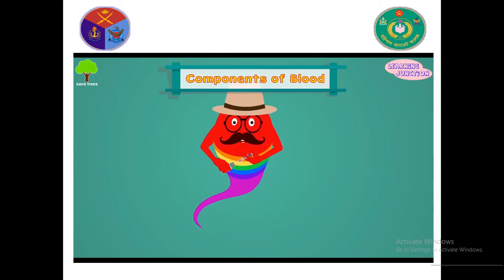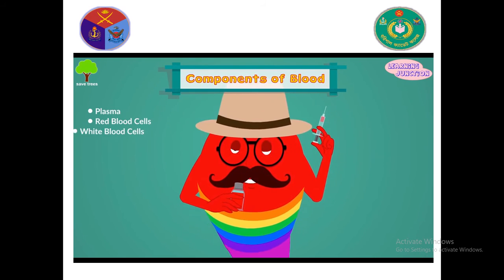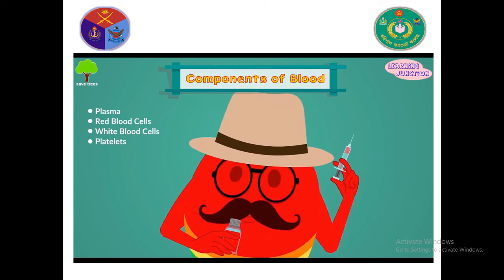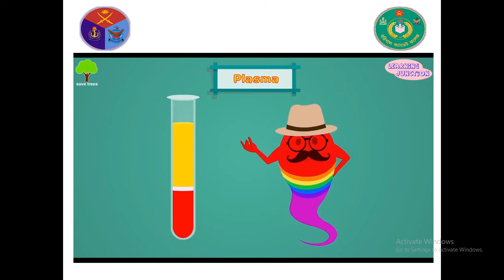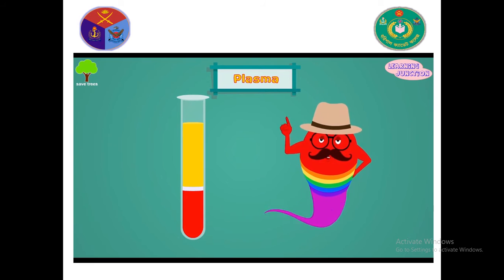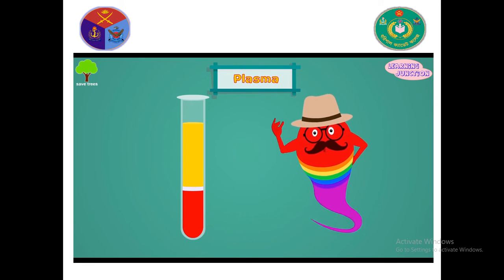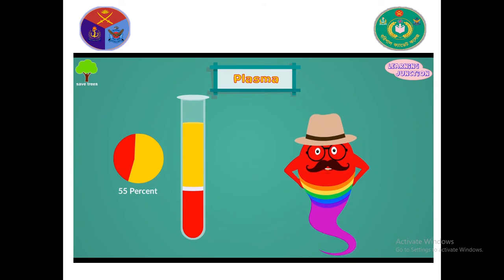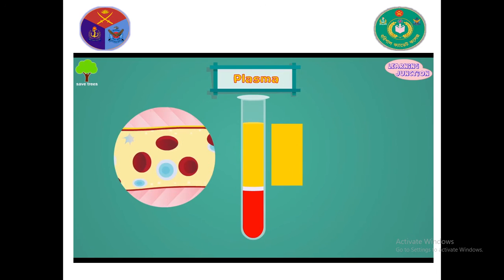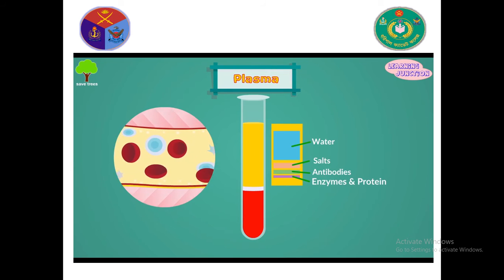There are various components to blood: plasma, red blood cells, white blood cells, and platelets. Let's understand about each. Plasma. It is the yellowish liquid portion of blood. Plasma is the single largest component of human blood, comprising approximately 55%. It contains water, salts, antibodies, enzymes, and some proteins.